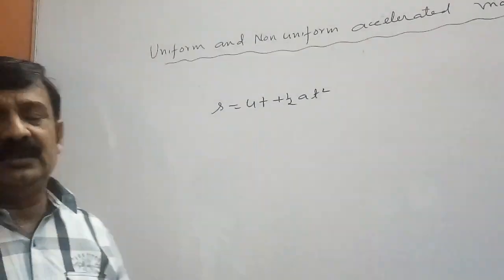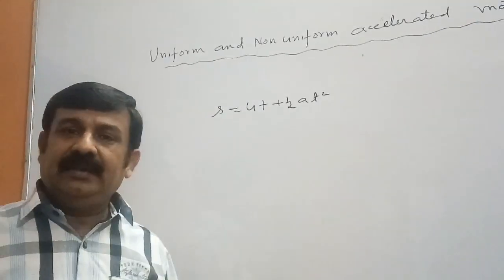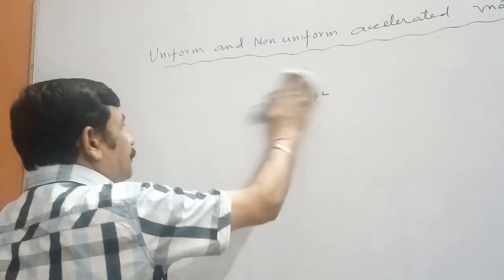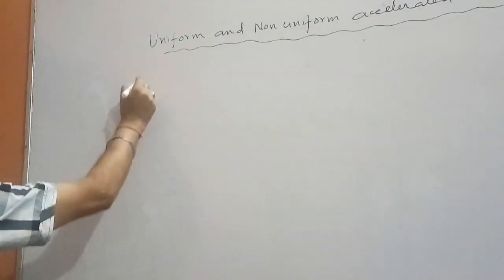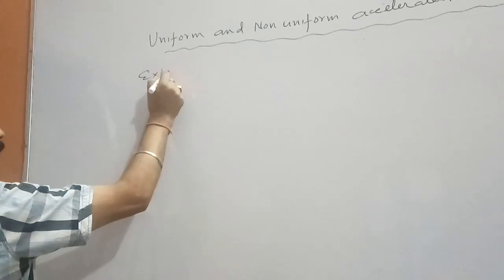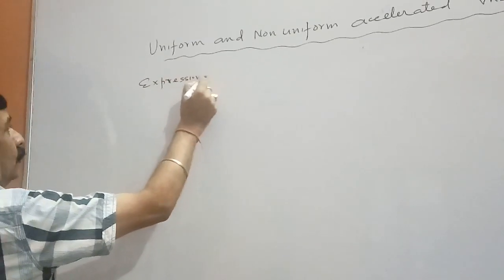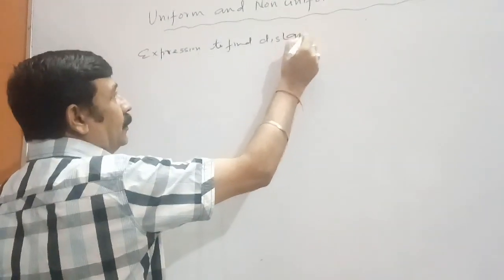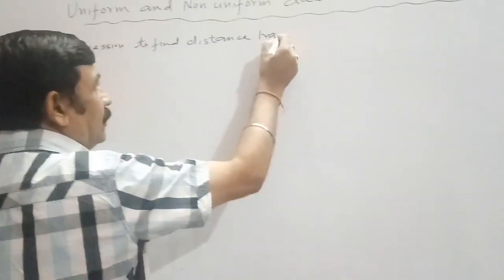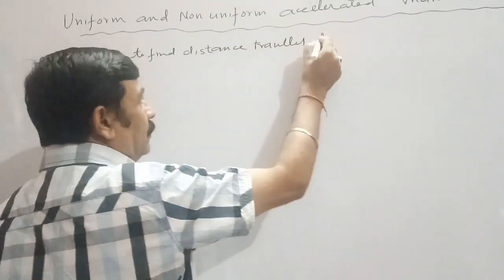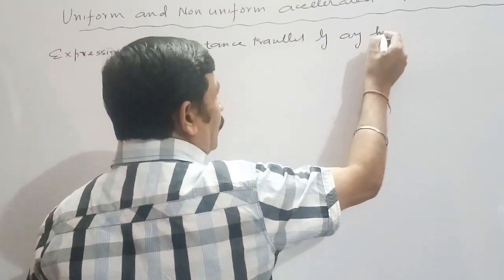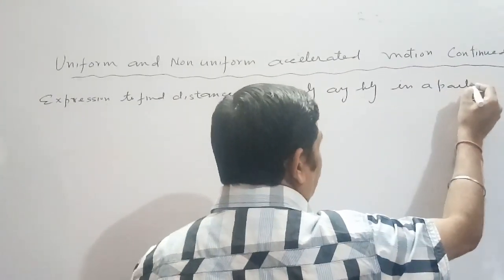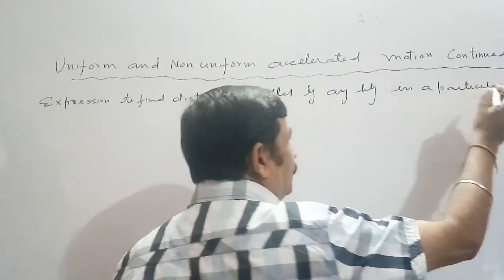So what is the expression with the help of which we can find the distance traveled by the body in a particular second? See this expression to find the distance traveled by any body in a particular second.